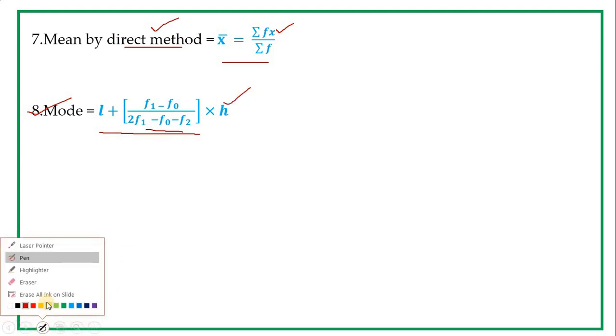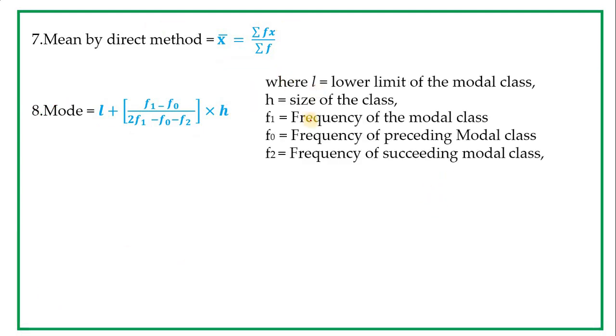Here you want to know the definition of each term, hence I have listed them here, children. L means lower limit of the modal class, h means size of the modal class, f1 means frequency of the modal class, f0 is frequency of the preceding modal class, f2 is frequency of the succeeding modal class. So f1, f0, f2 are dependent on the modal class, and the very important thing is you want to find the modal class very soon before finding the mode. That is a very important thing you want to understand.